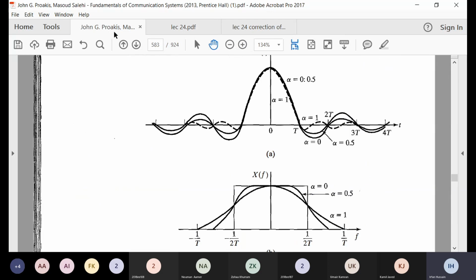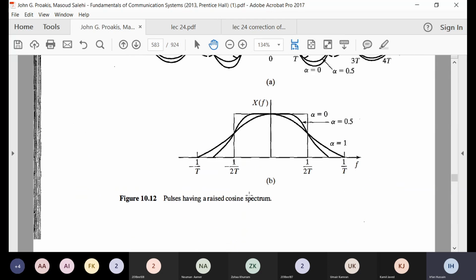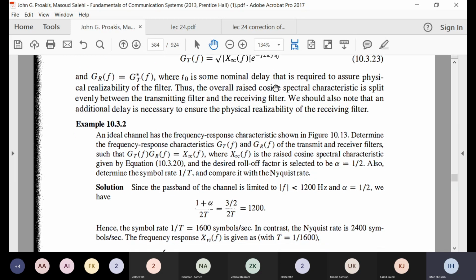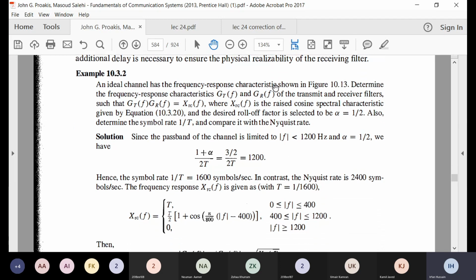The same thing is also written in the book, you can find it there. Like this, and this is there for physical realizability. This example was not done in the notes, but I think it is better that we do it now. This can be easily done from the book here.